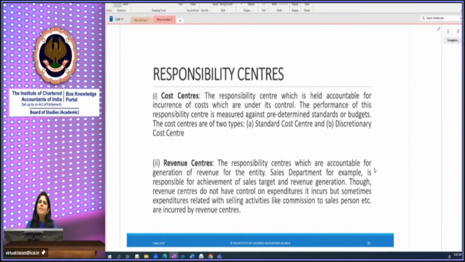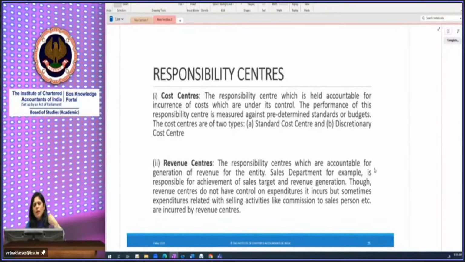Clear? Finance department, again, no sales, but sales department only generates sales. They are responsible more for sales. So it's a revenue center. So cost center is where only costs are incurred. Purchase department, production department, inventory department, they are only the cost centers. They are called cost centers because only costs are incurred there. No revenue, no sales are happening there.